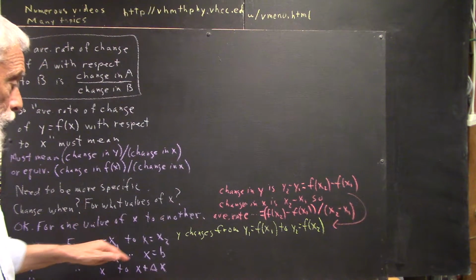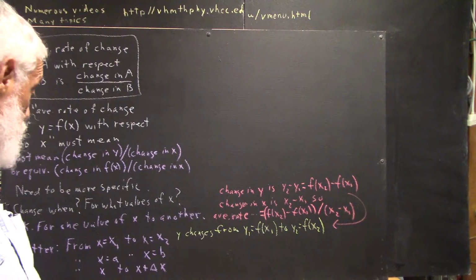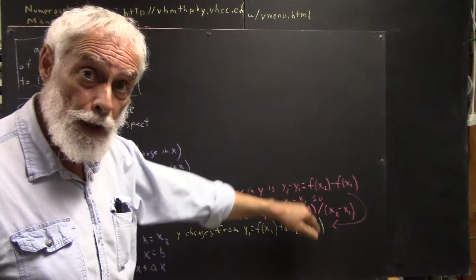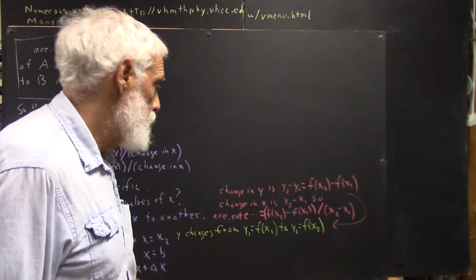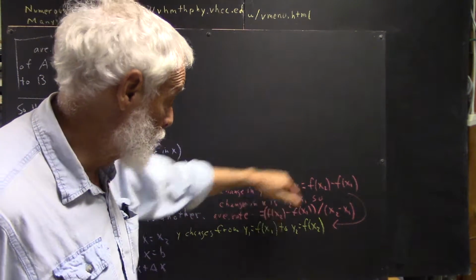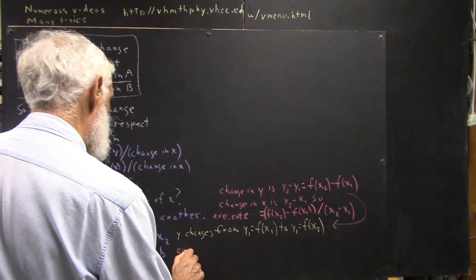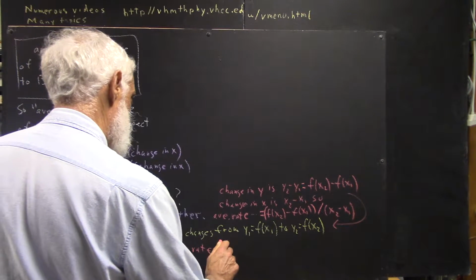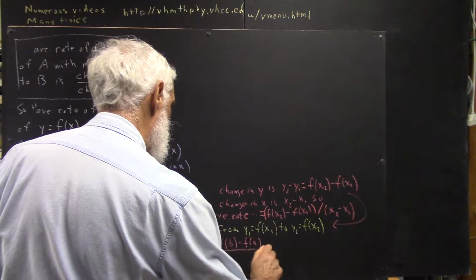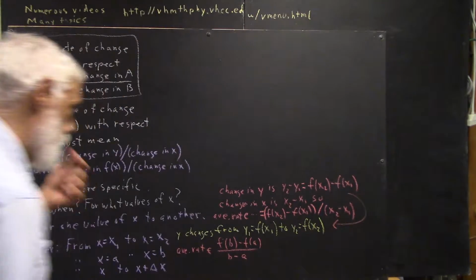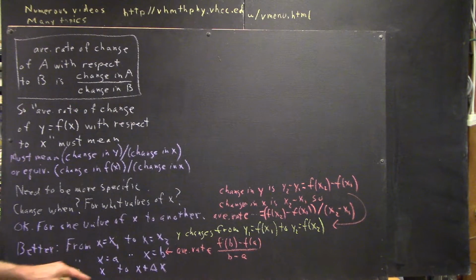Now, if x goes from A to B, well, the reasoning's exactly the same. Your y1 would be f of A, your y2 would be f of B. The change in y would be f of B minus f of A. Change in x would be B minus A. Instead of x2 minus x1, we're going from A to B. So you would get that the average rate is f of B minus f of A over B minus A. That's for this case. Now what about this case?